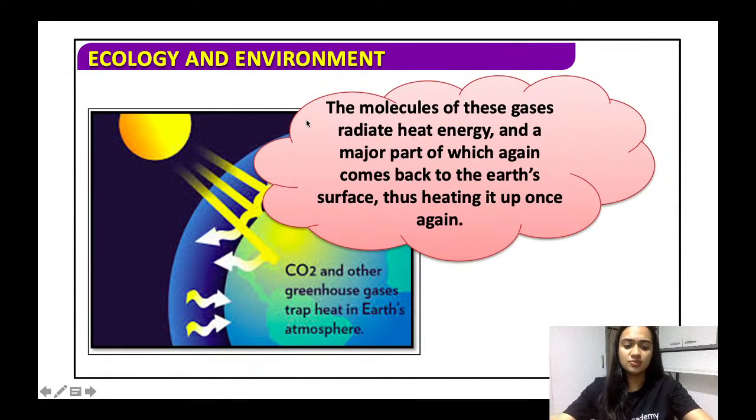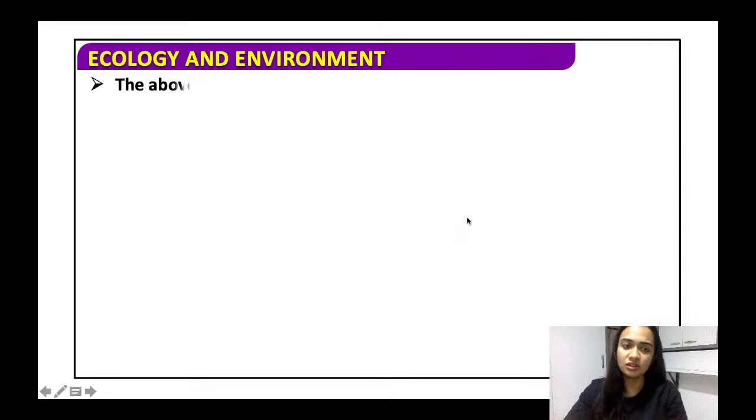ठीक है. So these molecules of these gases radiate heat energy, and a major part of which will come back to the earth's surface, and thus they will heat it up once again. तो अब जो ये रिफ्लेक्ट हुआ वो वापस भी आएगा. ठीक है, वापस हीटिंग कॉज करेगा.